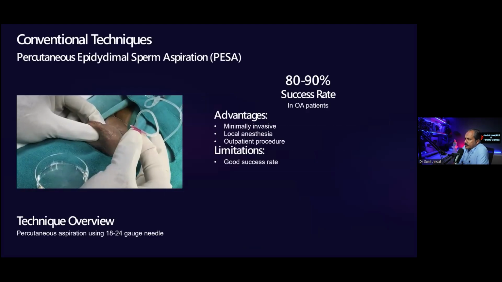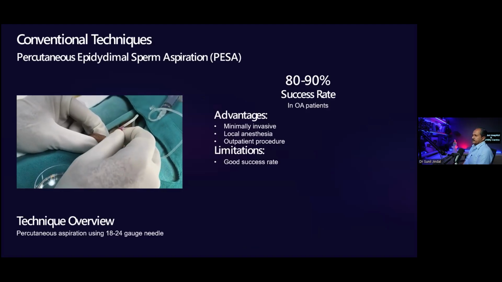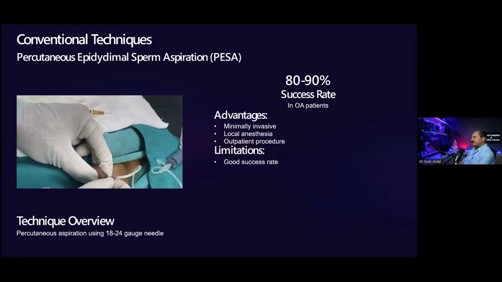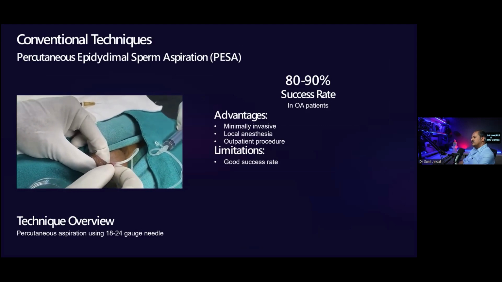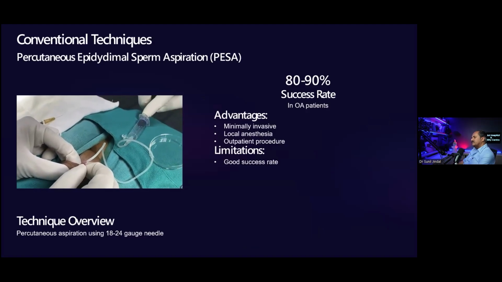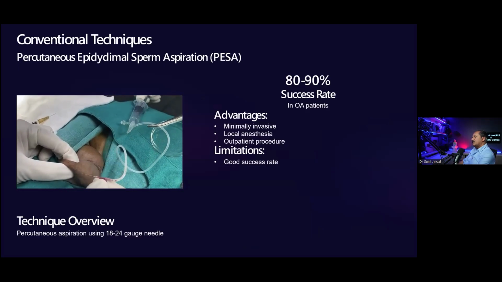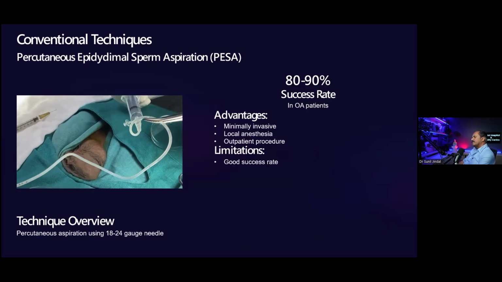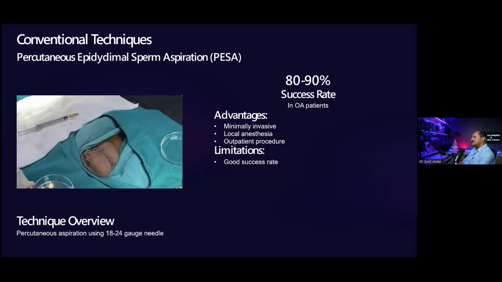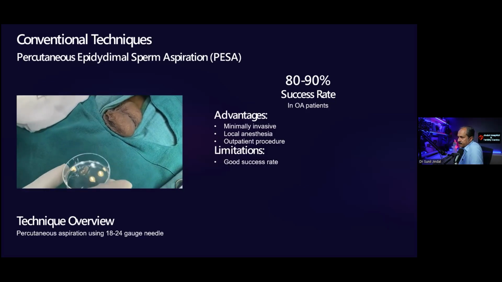PESA, TESA. Now let's just see how PESA is done. You're going to take a butterfly, place a 5 ml syringe, have some media in the tube, put the needle into the epididymis, give a suction, clamp the tube, pull out the needle, and the aspirate is then placed. This is a PESA.